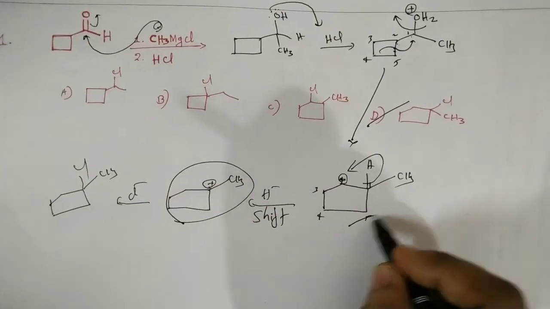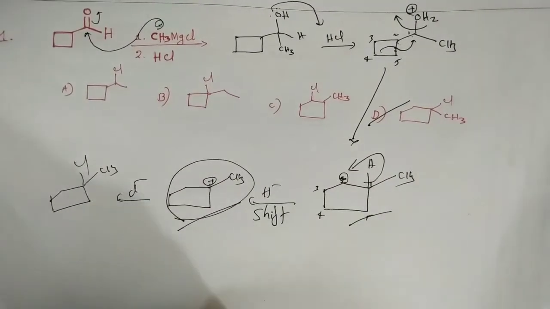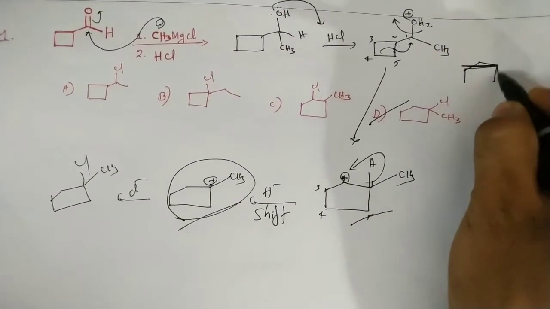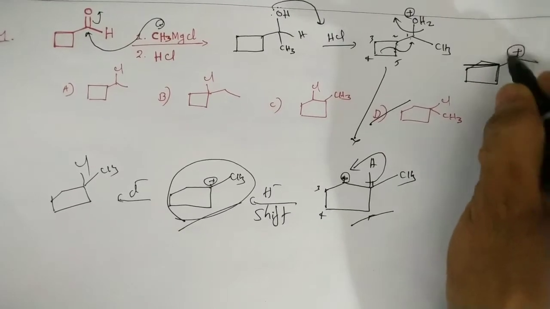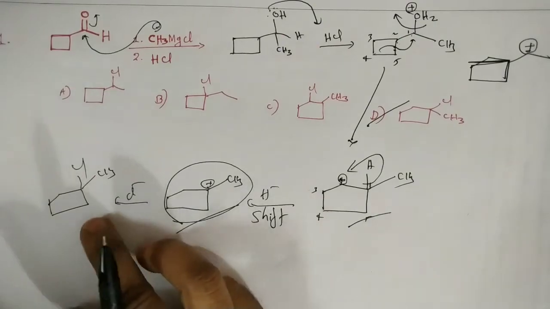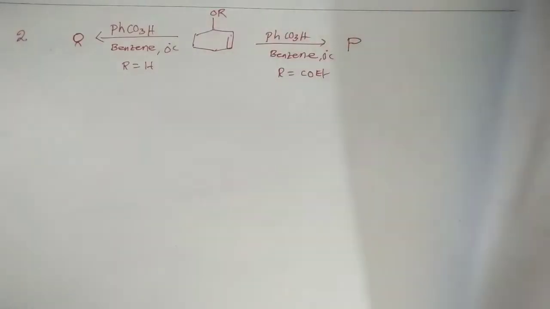Here it is also one of the reaction intermediates. That means here it is a 4-member ring carbocation, and it is also one of the reaction intermediates. Okay, that's it, and next, the second question.